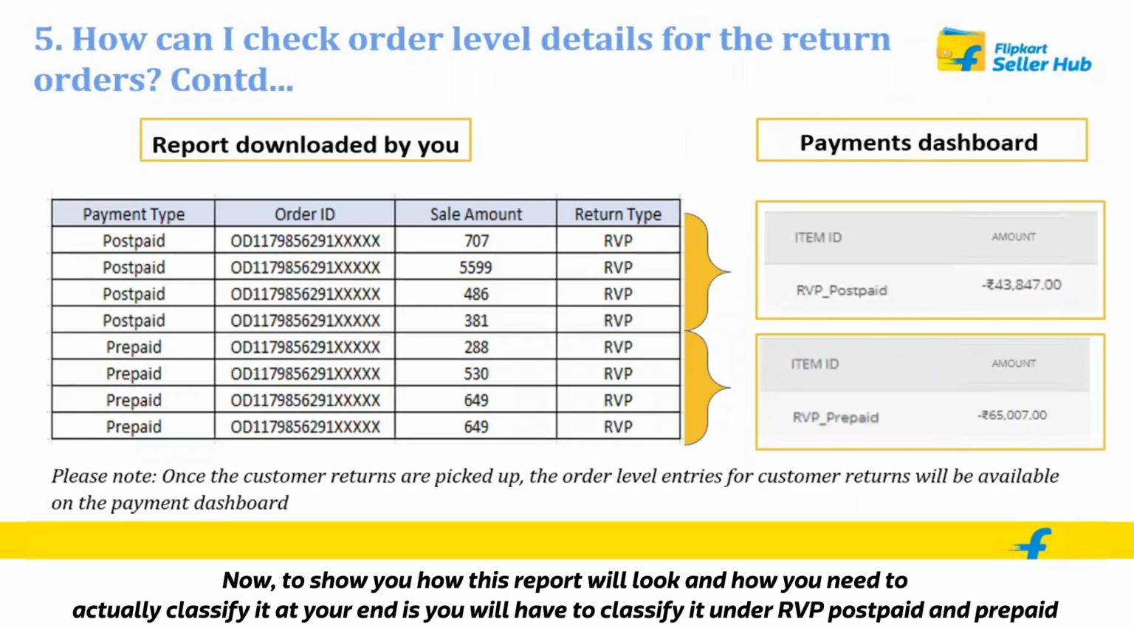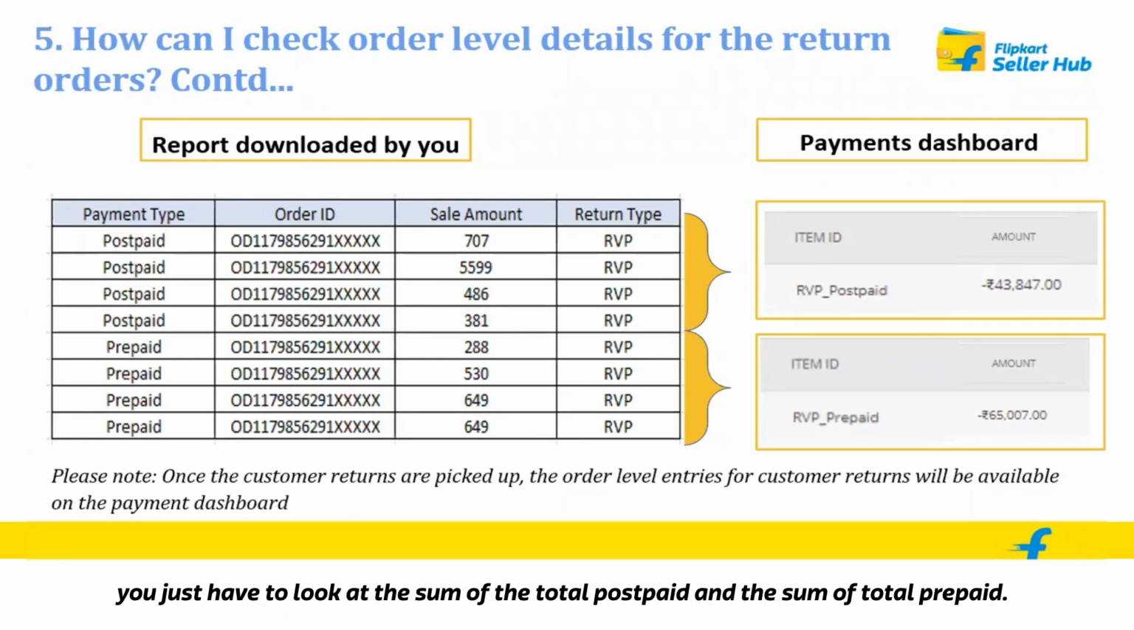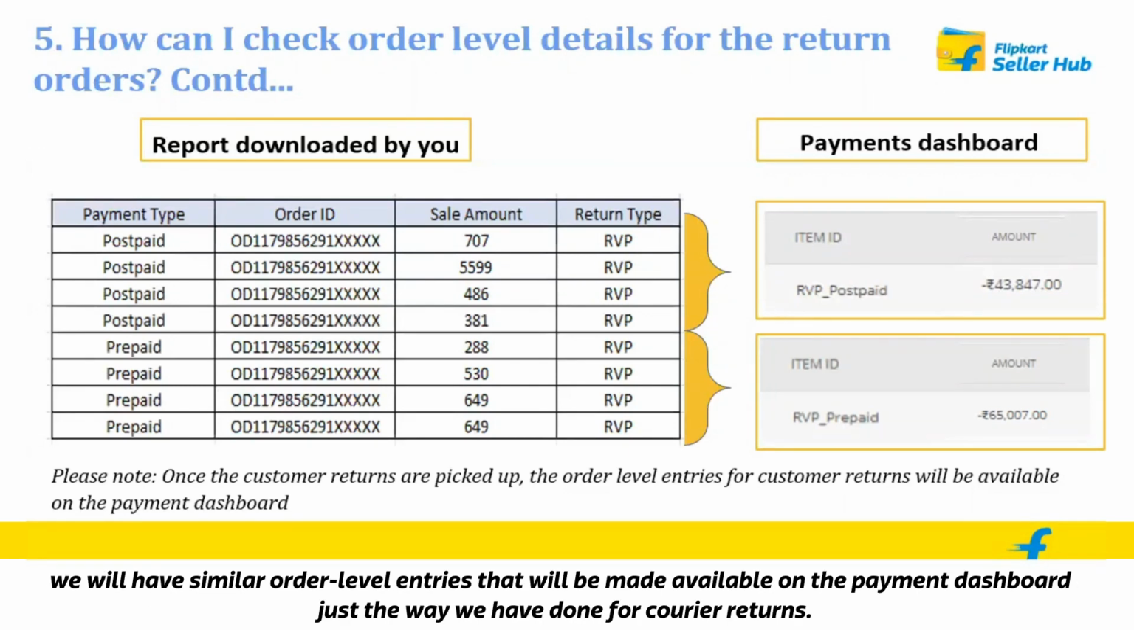Now to show you how this report will look, this is how it will look, and how you need to classify it at your end is you will have to classify it under RVP postpaid and prepaid under the payment type. If you look at the box drawn under the payment type, we have already mentioned postpaid and prepaid. You just have to look at the sum of the total postpaid and the sum of the total prepaid. This is applicable only in terms of customer returns. Once the customer returns are picked up, we will have similar order level entries made available on the payment dashboard, just the way we have done for courier returns.